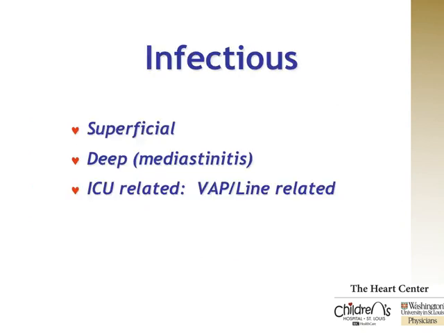Infectious complications are something we're concerned about with any operation, and we can divide those into superficial, deep infections, in the case of cardiac patients, mediastinitis, or infections related to some of our ICU interventions. Ventilator-associated pneumonias or line-related infections are common things we worry about in postoperative patients that can impact cardiac efficiency or overall outcome or duration of hospitalization.